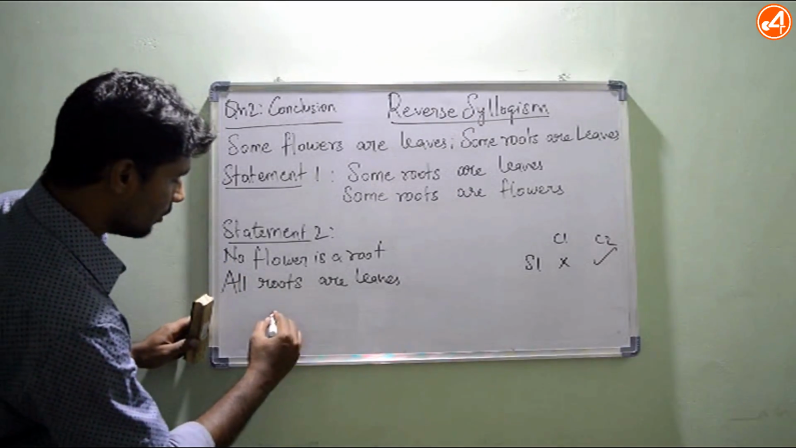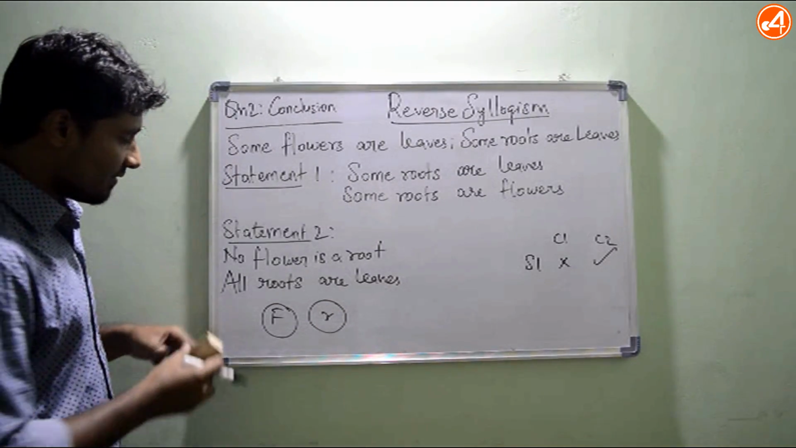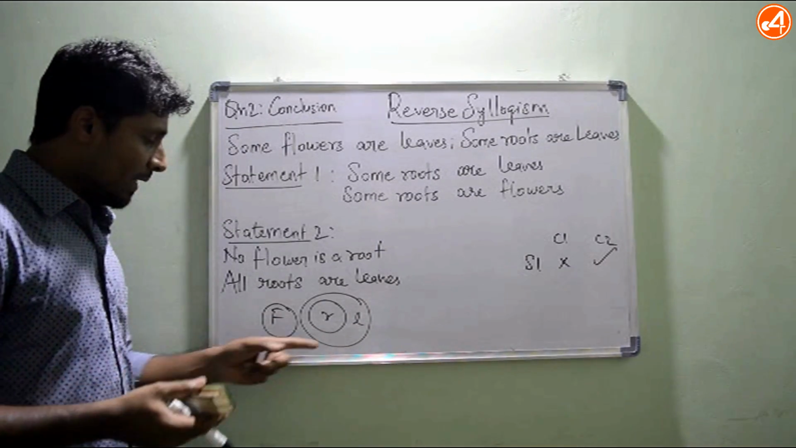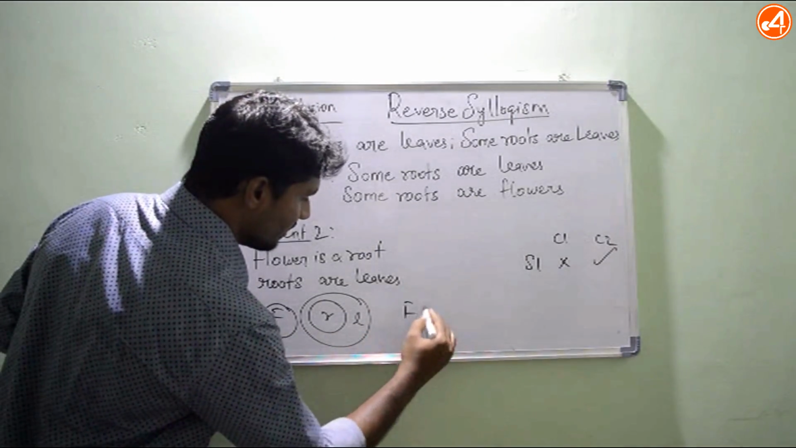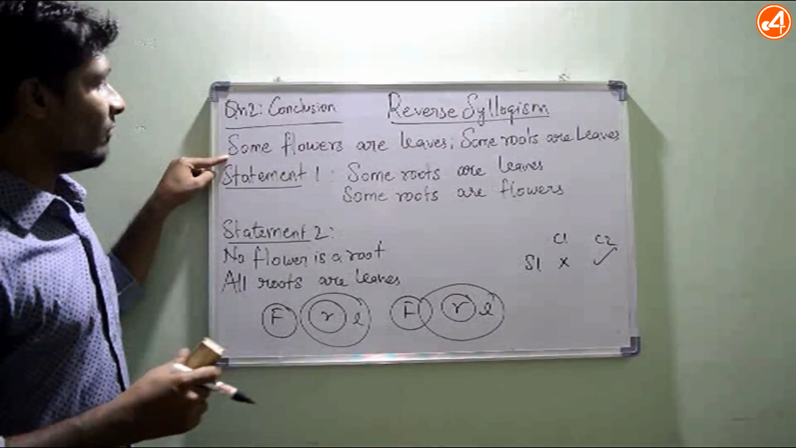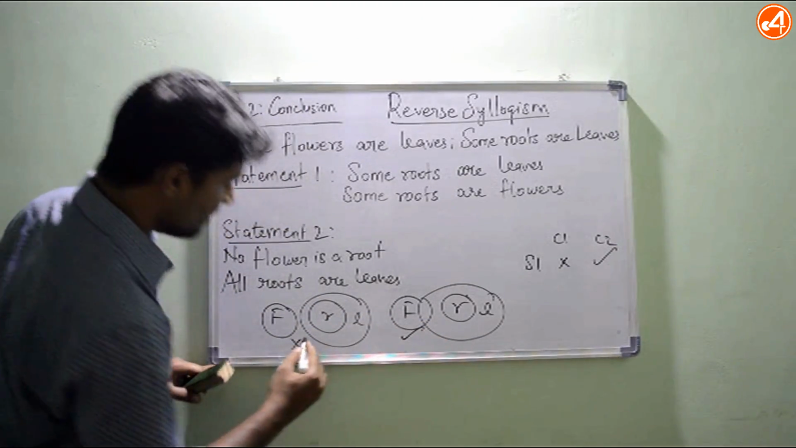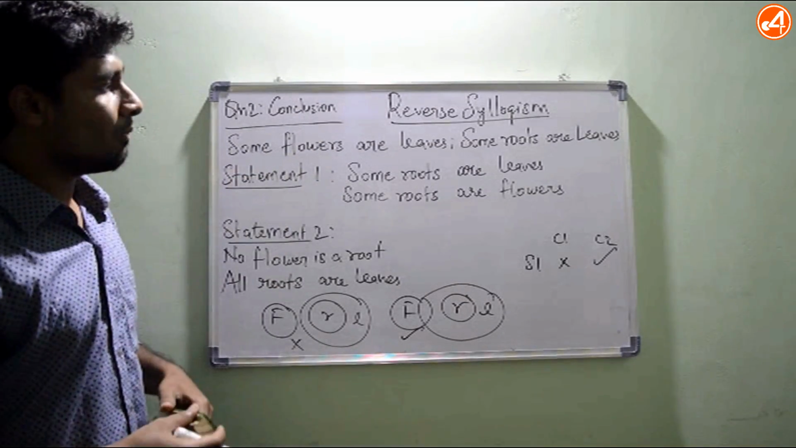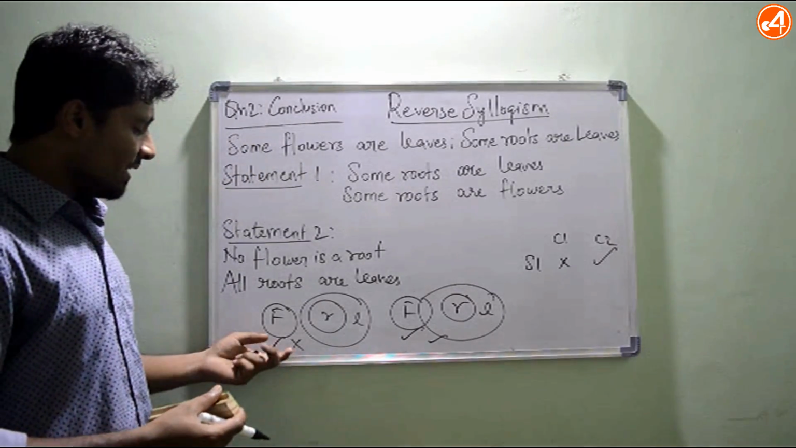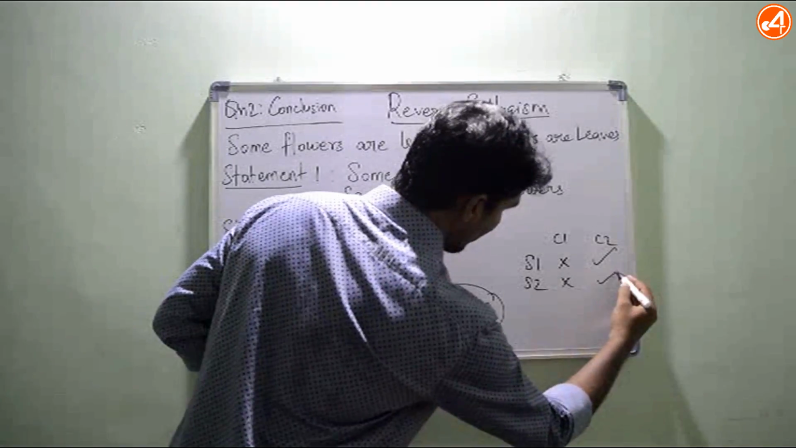And second statement, no flower is a root. Again, draw a diagram. So no flower is a root. And the second statement is all roots are leaves. Any other possible diagram? Can I combine the leaves and flowers? Yes. So flowers and roots, I can draw this as the leaves. Again, check with the conclusion. Some flowers are leaves is true in this case, false in this case. And the second conclusion, some roots are leaves, is true in both the cases. Got it? Again, I am getting one as false, one as true. So again, statement 2 is false and true.